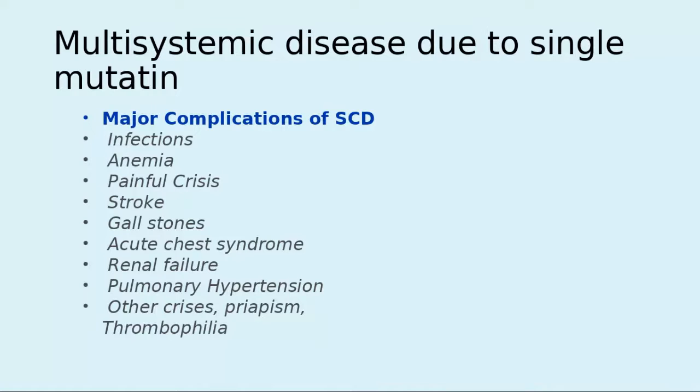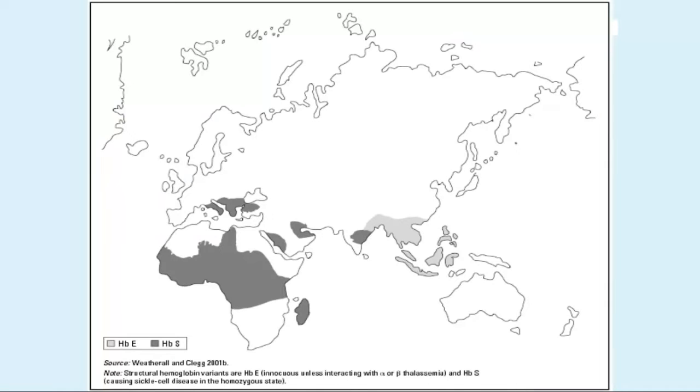Sickle cell anemia is a multisystemic disease due to single gene mutation. It's a very simple gene mutation of deletion and insertion of one simple base causing major complications of sickle cell disease: infections, anemia, painful crisis, stroke, gallstones, acute chest syndrome, renal failure, and pulmonary hypertension, as well as other complications. So you can see it's a very wide spectrum of complications caused by single gene mutation.